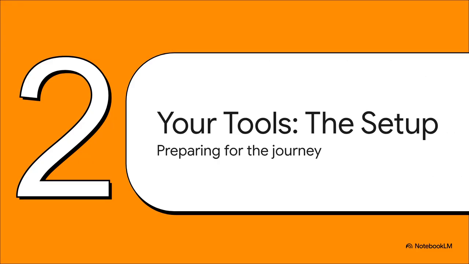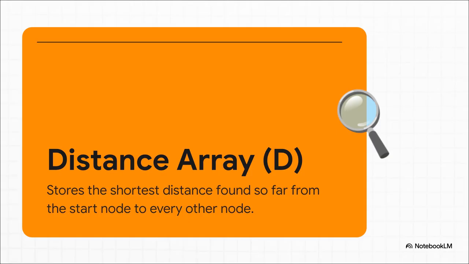To solve this, we only need 2 super simple tools. First, a way to track distances, and second, a way to remember where we've already been. That's it. So this first tool is basically our scorecard. And the keywords here are "so far." This list isn't set in stone. We're going to be updating it constantly as we find shorter and shorter paths.